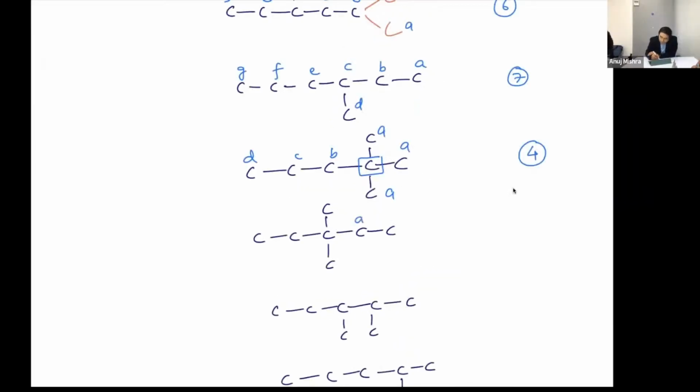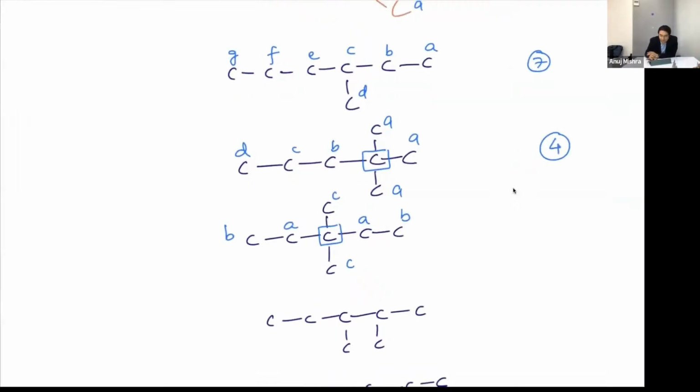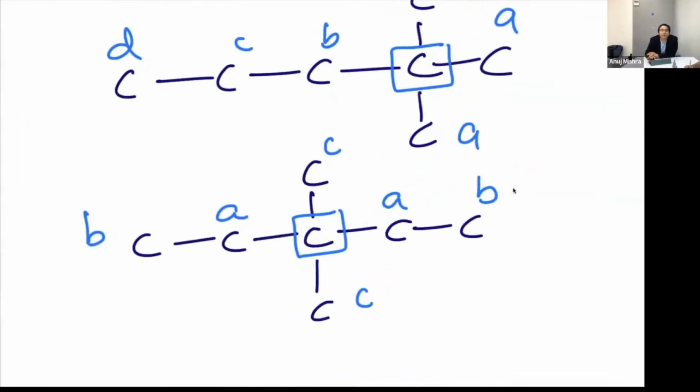Now come to this one. If I call this A, this will be B, and these will be C. And this one I will not give any number or any alphabet. Why? Because it is 4 degree. What is 4 degree? Carbon connected with 4 carbons, right? Can you answer why I'm writing A here?